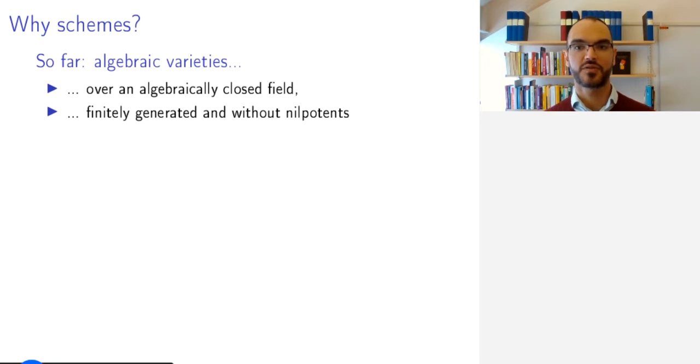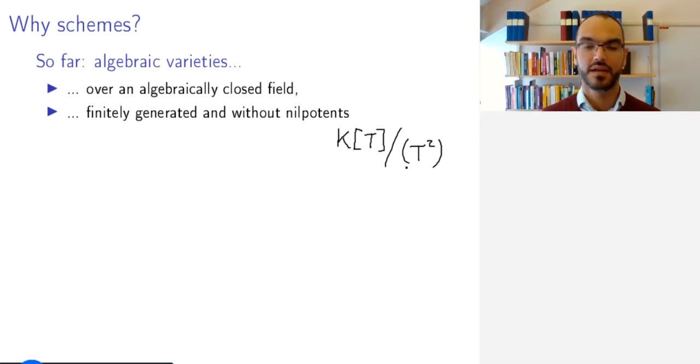So remember that an algebraic variety is glued together from affine varieties, and the coordinate algebras of affine varieties are finitely generated algebras without nilpotents. For example, we haven't been able to look at things like the polynomial ring in one variable quotiented by the ideal generated by t squared, even though this is useful, for example, in the construction of tangent and cotangent spaces.